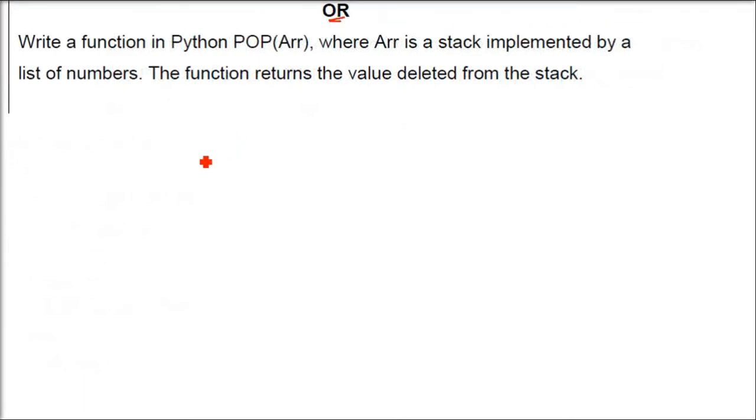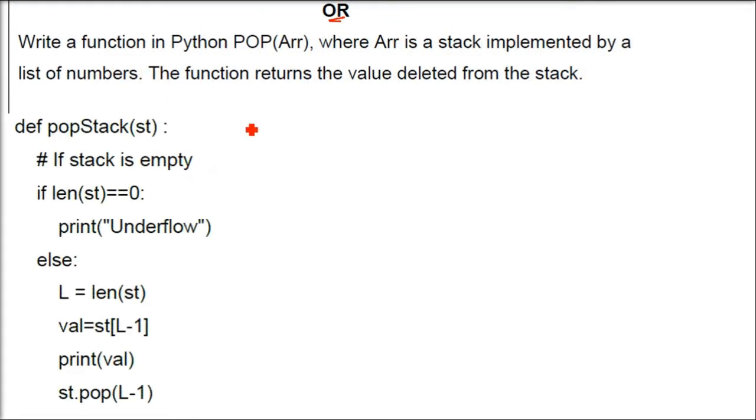Now we are coming to pop. Same thing we are doing, Python pop. So we have a function pop ARR, where ARR is a stack implemented by a list of numbers. Pop stack is given here. There is again a printing mistake, so whatever is given in the question, just use that, don't use your own. ARR is a stack implemented by a list of numbers. The function returns the value deleted from the stack.